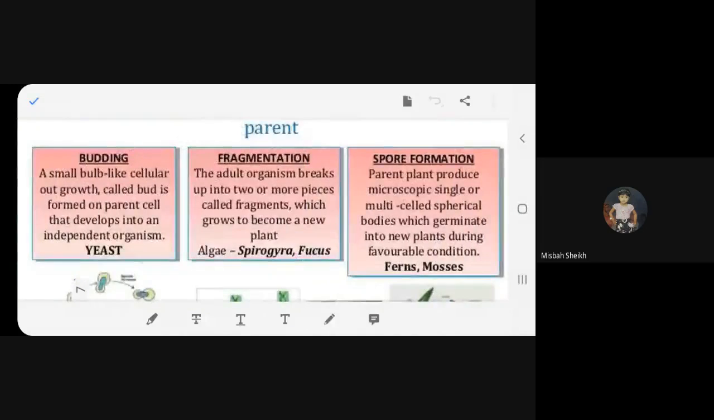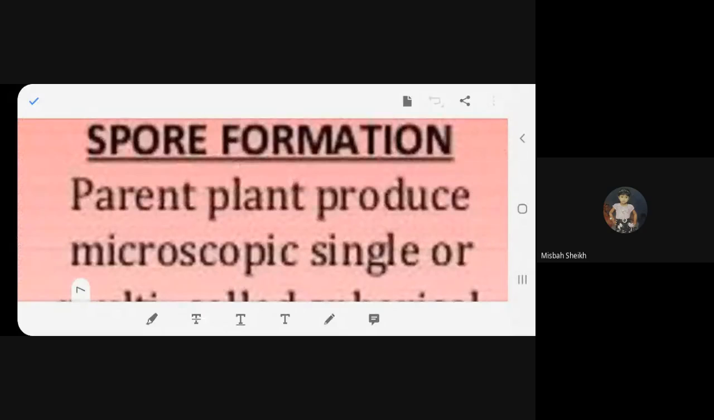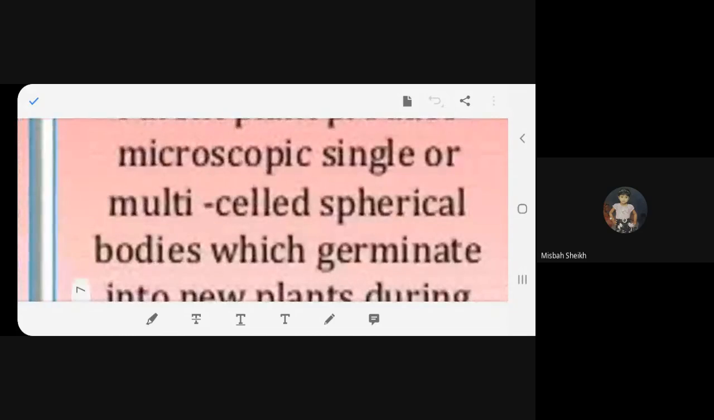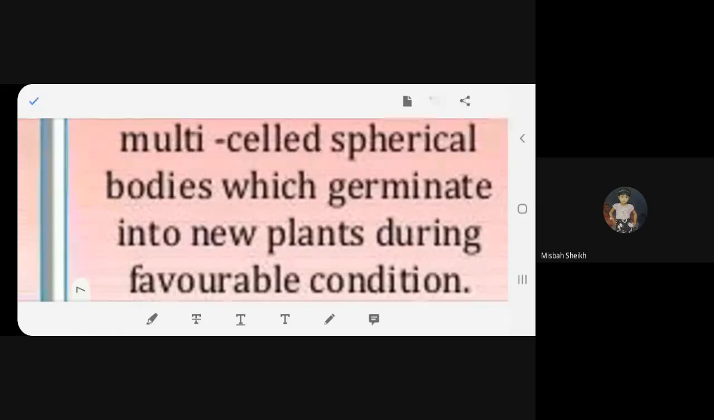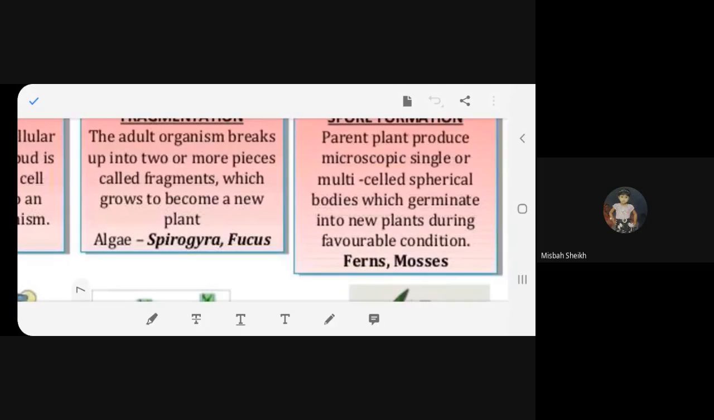Next is spore formation. Spore formation: the parent plant produces microscopic single or multi-celled spherical bodies which germinate into new plants during favorable conditions. Ferns and mosses.